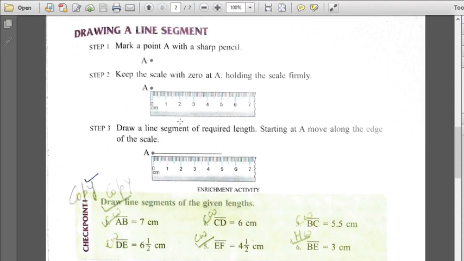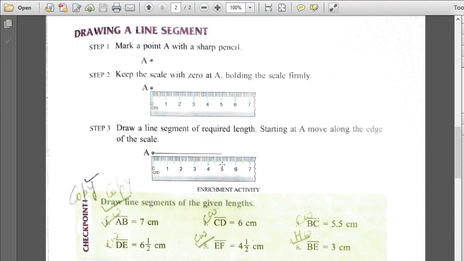Now see how we will draw a line segment. Step 1. Mark a point A with a sharp pencil. Then we will place the ruler, and your 0 should be on point A. If we have to draw a 2 centimeter line segment, we will put a point on 2, write point B there, and then we will join this line. Now the third step is to draw a line segment of the required length.